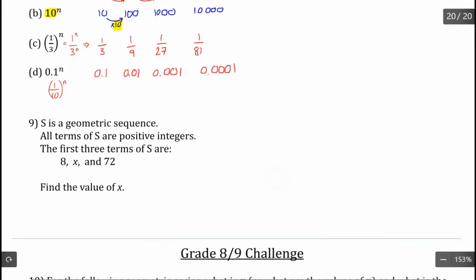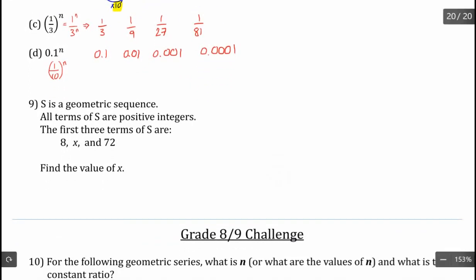Okay, number 9. S is a geometric sequence. All terms of S are positive integers. The first 3 terms are 8, x, and 72. Find the value of x. So, if we've got the third term and the first term, what we could do is divide them together.